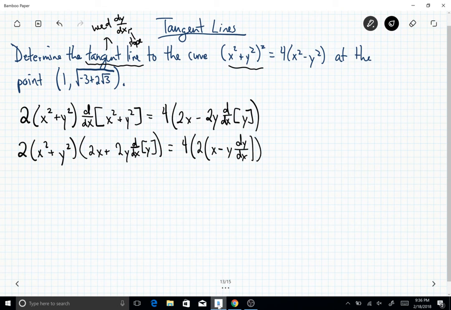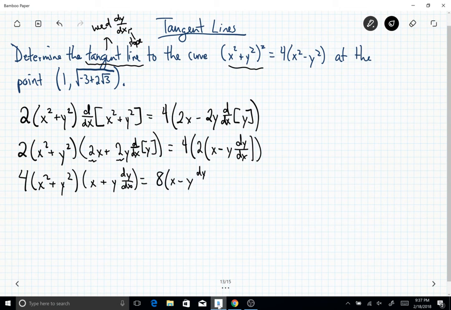Okay? So now, let's see here. We have a 2 here and a 2 here. We can factor out a 2, bring it all the way out into the front. So you get 4 times the quantity x squared plus y squared, times, since we factored out the 2, x plus y dy dx. And that equals 4, or 4 times 2, I should say, so let's make that 8, times x minus y dy dx.